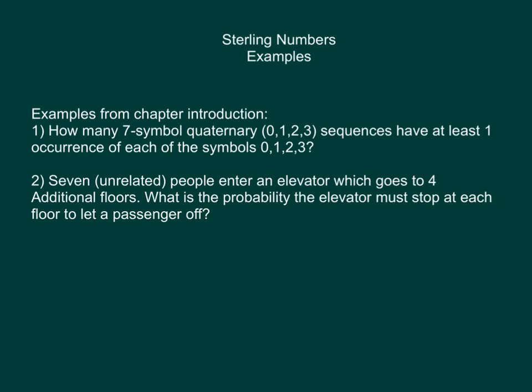Some more examples come from your chapter introduction, so I'll let you look at them. There are 4 examples there, but I will give you 2 here. And they're all based on the same answer, which is S of 7, 4. The first one: how many 7-symbol quaternary sequences, quaternary being made up of 4 symbols, 0, 1, 2, and 3, have at least one occurrence of each of the symbols 0, 1, 2, and 3?